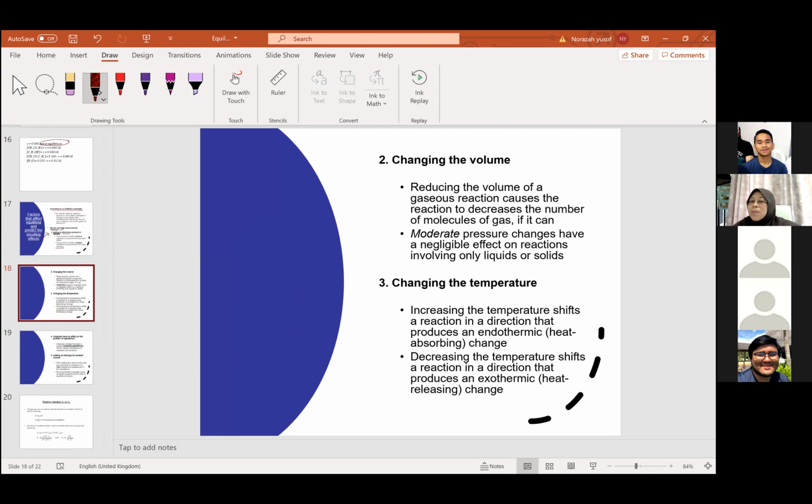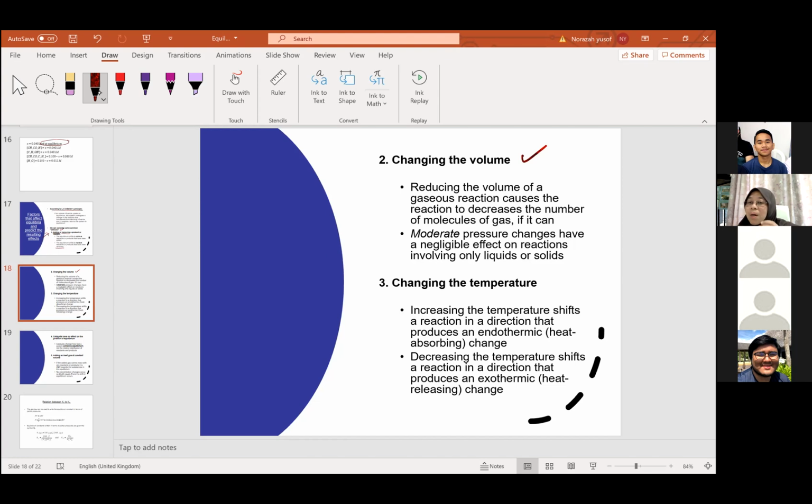It might be changing the volume. This one, of course, involves gas reactions. Reducing the volume of a gas reaction causes the reaction to decrease the number of molecules of gas. When we talk about gas, the concentration is related to pressure. So if we increase the volume, the pressure will go down, meaning the concentration is getting less.